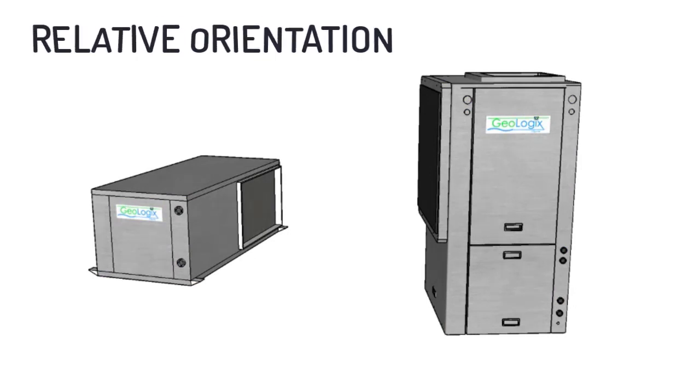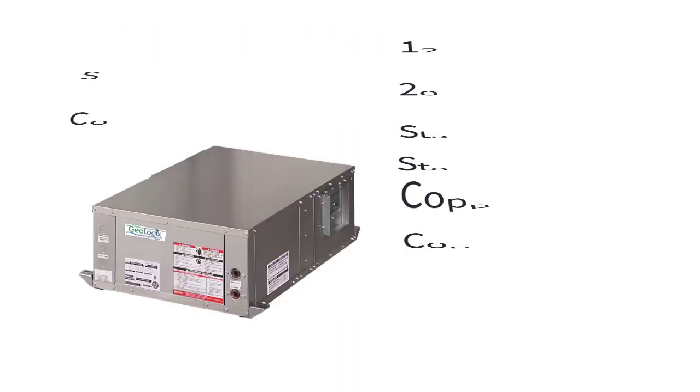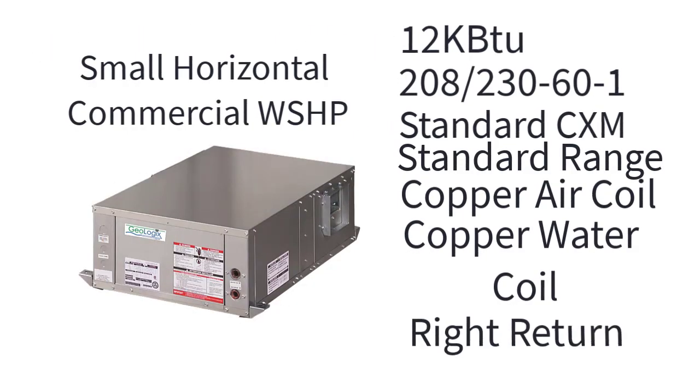In this illustration, the small horizontal unit has a right-hand return and the vertical unit has a left-hand return. To mirror the illustration, we will select the right-hand return in a standard drain pan.